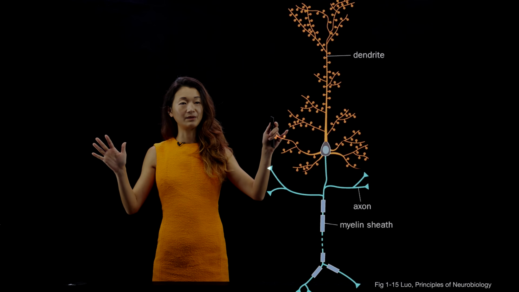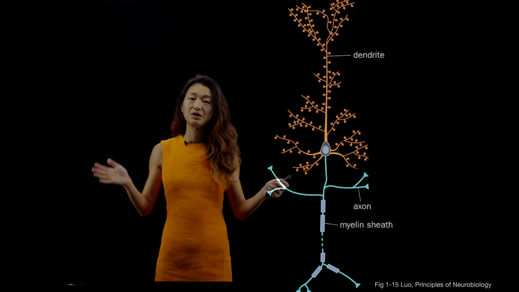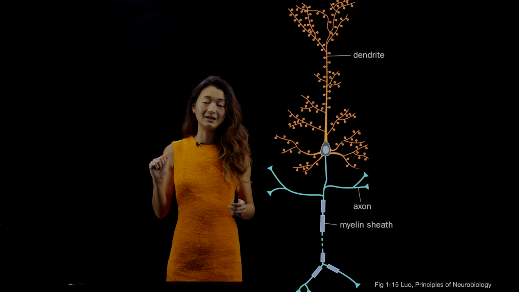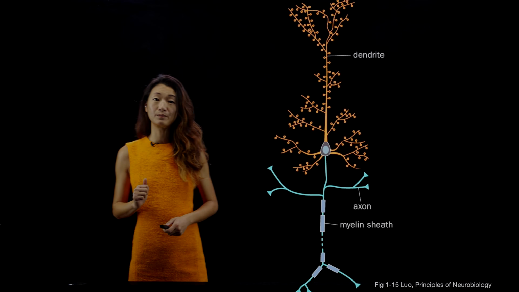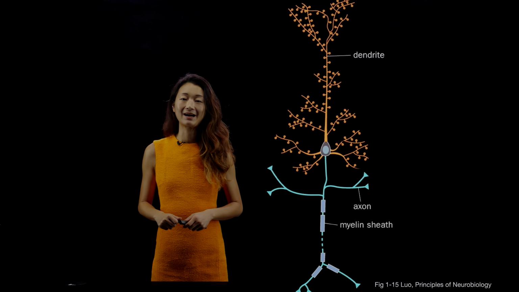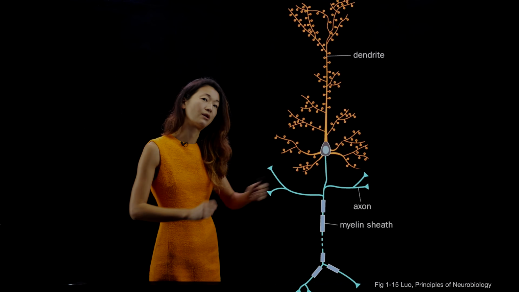These are branches that we call dendrites. And those tend to be the inputs of the cell. We'll talk a little bit more about exactly what that means in a couple of minutes. And then on the other side of the cell, we have a different process coming out that is called the axon, which is the output of the cell. This is where it's going to go and talk to other cells.